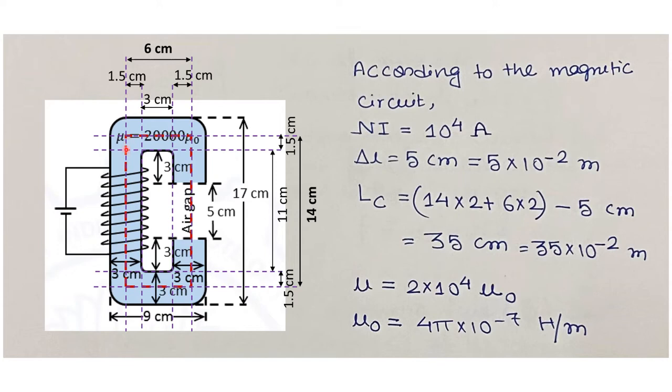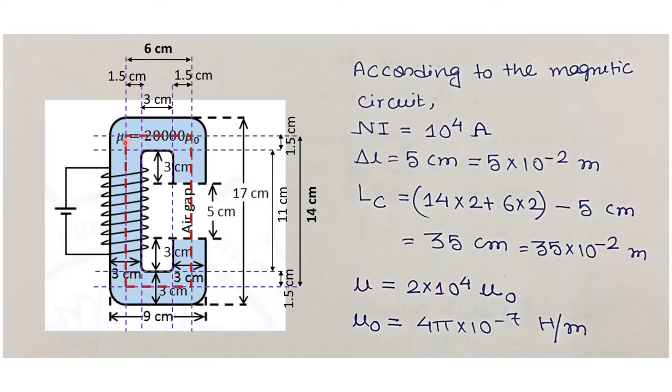Now for this closed path, we'll first calculate the length of this side, the longer side. As you can see, from here to here the length is 3 centimeters. So for this closed path, this length is half of that, that is 1.5 centimeter. And from here to here it is 3 centimeter. And from here to here it is the length of the air gap, that is 5 centimeter. And again from this to this part is 3 centimeter. And similarly the remaining part will be 1.5 centimeter. So if we sum up all of the lengths, then we'll get the length of this side is 14 centimeter.